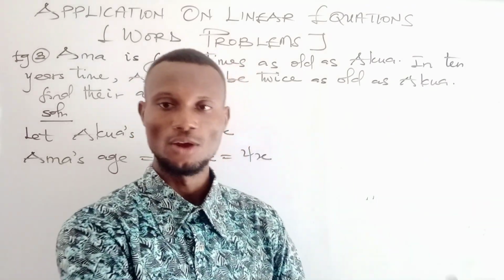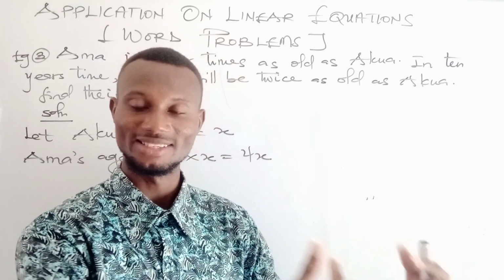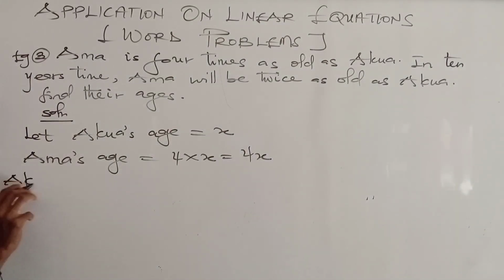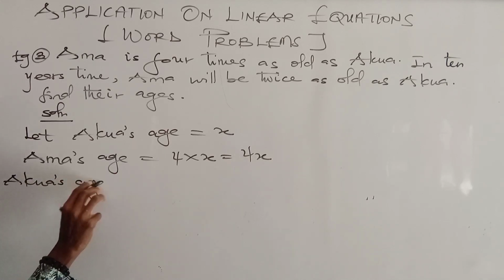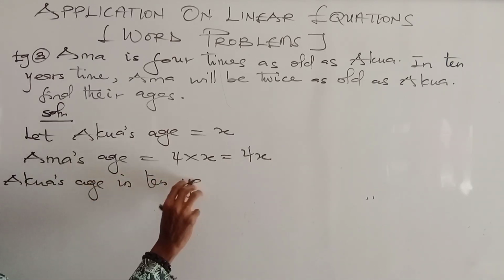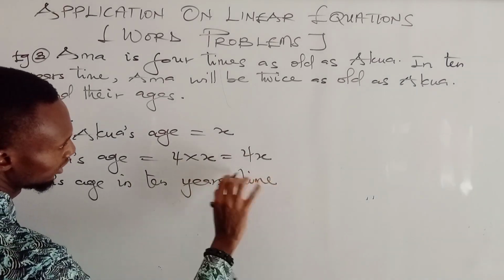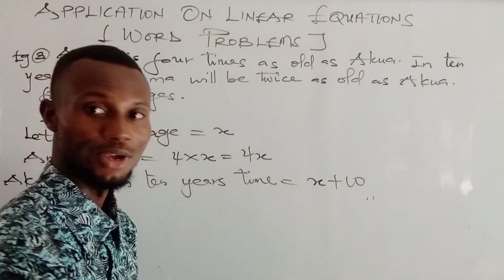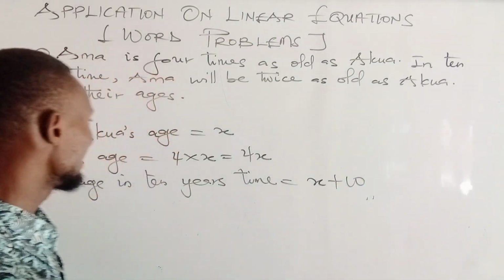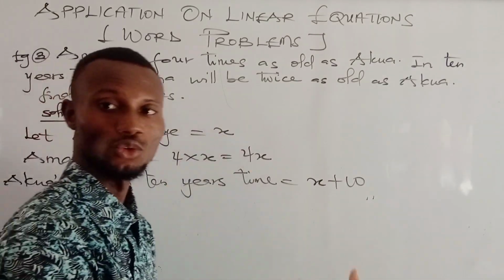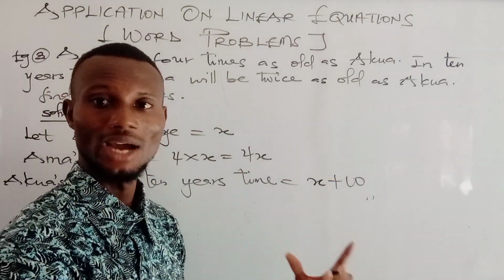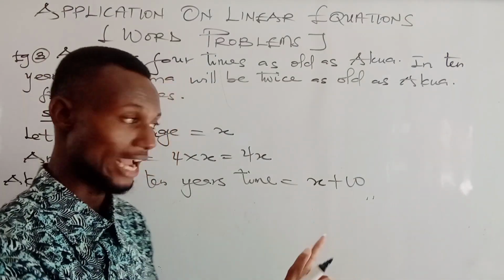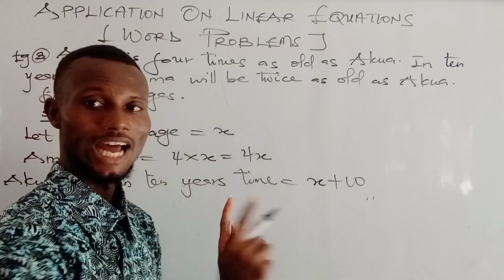And how do we achieve that? We add 10 years to their present ages now. So I'll write that Ikea's age in 10 years time will be equal to s plus 10. I hope you agree with me, because her present age now is s. In 10 years time, I just need to add 10 to her present age, which will be s plus 10. I hope you agree with me.